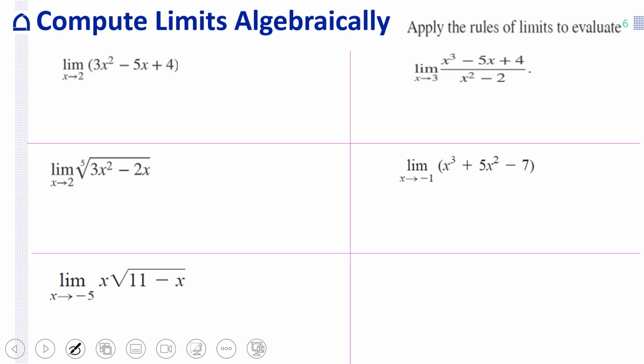This is a polynomial, and x approaches 2. So, straightforward, I'm plugging in the value of x. This is 4 times 3, 12, minus 10, plus 4. So you end up with 6.